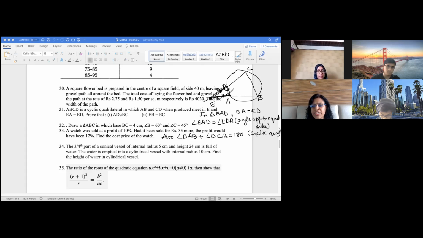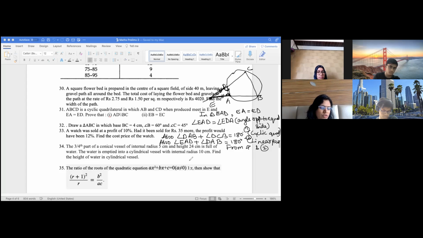ये वाला side ये पूरा linear pair है. ठीक है. So also angle EAD plus angle DAB is equal to 180 degree. Linear pair. Okay. Now this you write cyclic quadrilateral वाला equation 1 है और ये second linear pair वाला equation 2 है. From 1 and 2 equate 1 and 2. Okay. From 1 and 2.